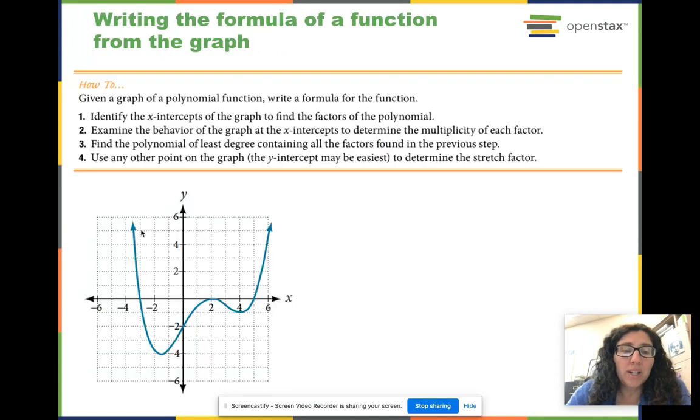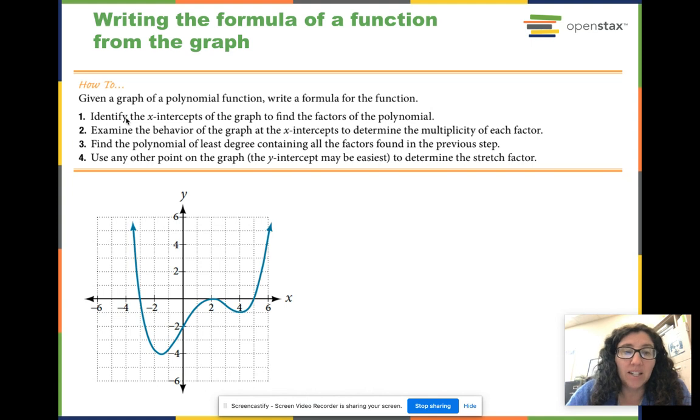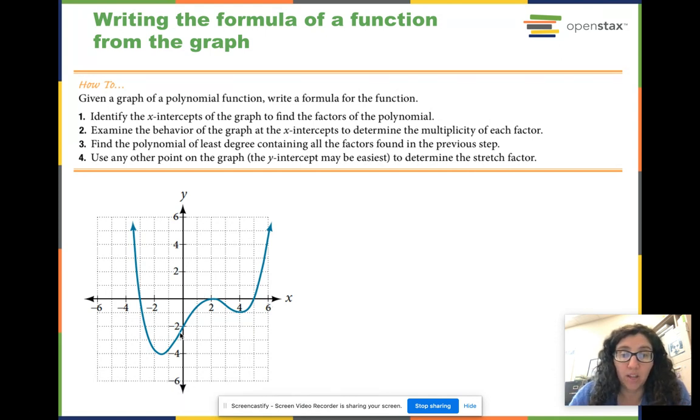All right, so what if we wanted to actually write this formula? Here are the steps. Identify the x-intercepts and find the factors of the polynomial. So these are going to have factors -3, 2, and 5. Examine the behavior to determine the multiplicity. Find the polynomial of least degree containing all the factors, and use any other point on the graph, like maybe the y-intercept, to determine the stretch factor. So let's do that.